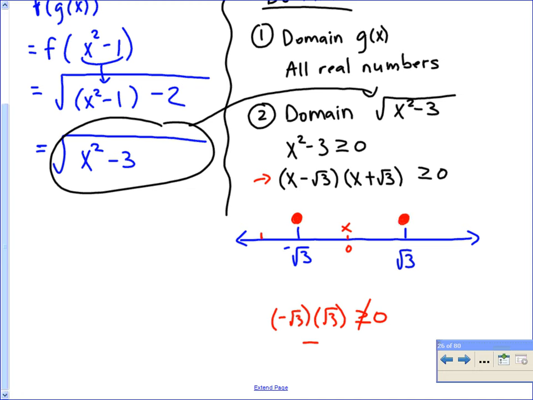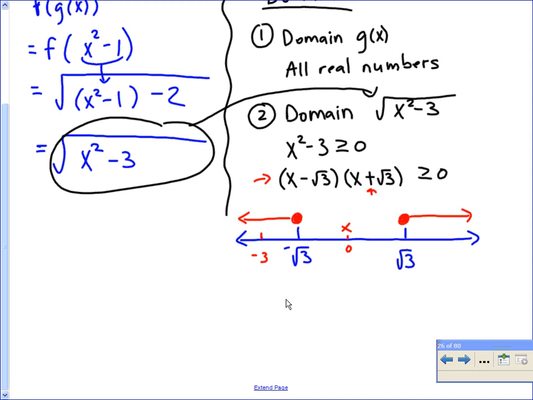Now I choose points on each side, so maybe I choose something like negative 3 over here. If I put in negative 3, then it's going to give me a negative. And if I put negative 3 into this one, then it's going to give me a negative. And a negative times a negative is greater than or equal to 0. So it works here. Choose a test point on the other side. It actually works there. So just like last time, when you're finding the domain, and one ends up being all real numbers, you go with the strictest of the two.